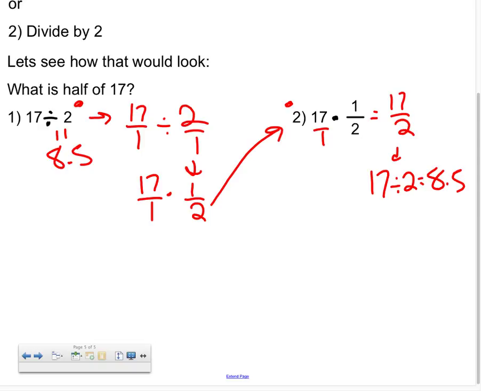So it's a little bit strange that we can do this, but there is a reasoning to it, as I just showed here. So trust in the method. It is correct. And as long as you remember to flip and multiply, you shouldn't have any problem with division. So that's how to multiply and divide fractions.